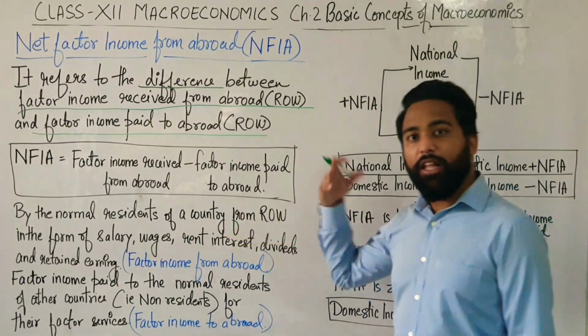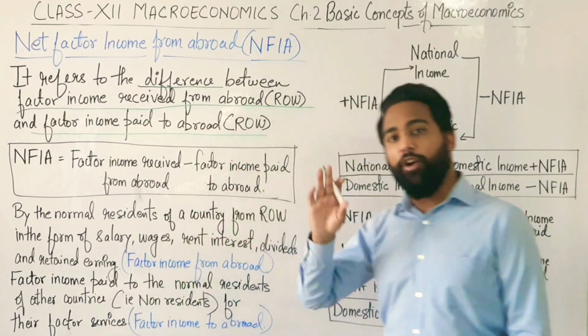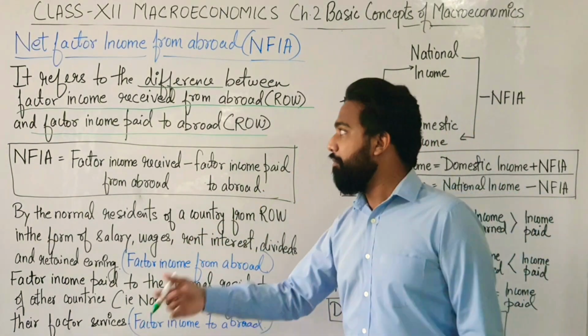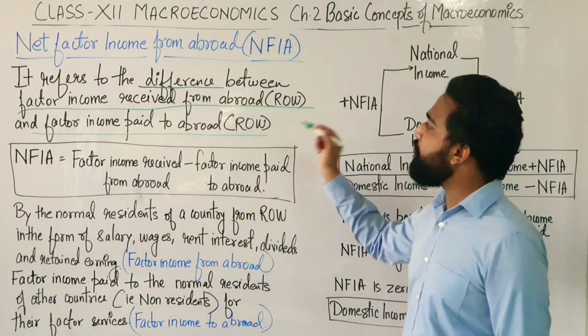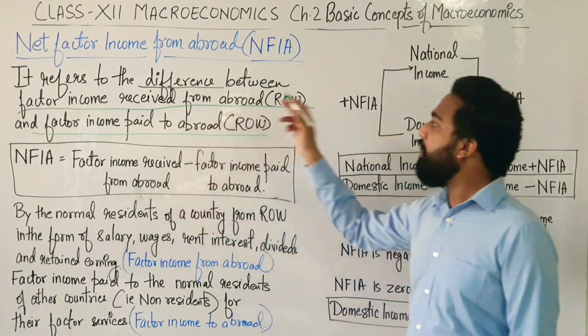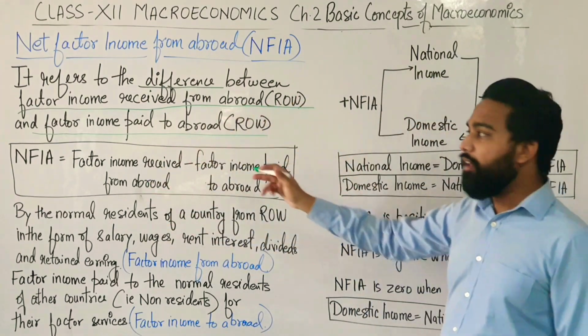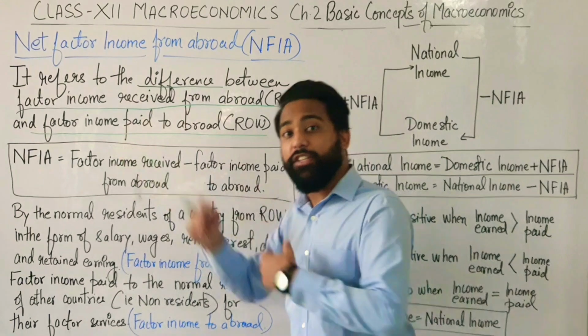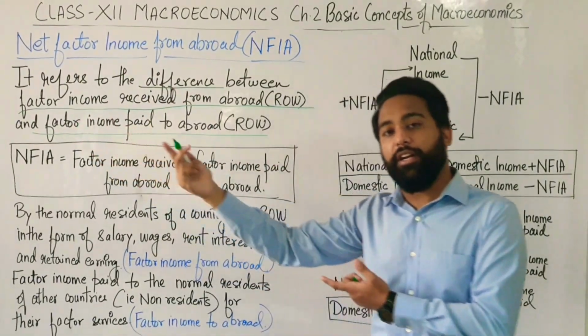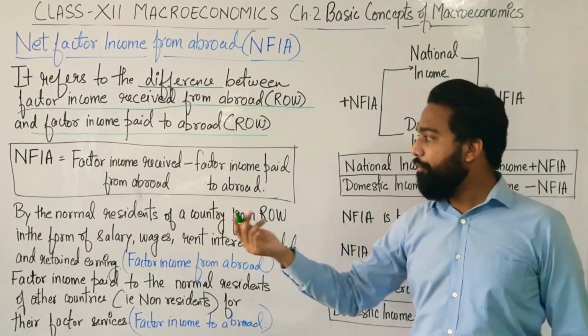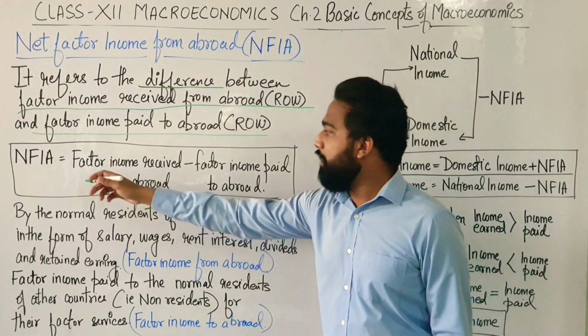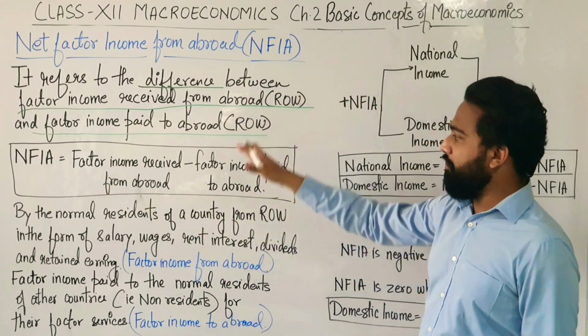Factor income, transfer income, normal residence, we have all covered in the previous topic. So it refers to the difference between factor income received from abroad and factor income which we paid to the residents of the other country abroad. Is that clear? Now, here is the formula which we can make from this definition.